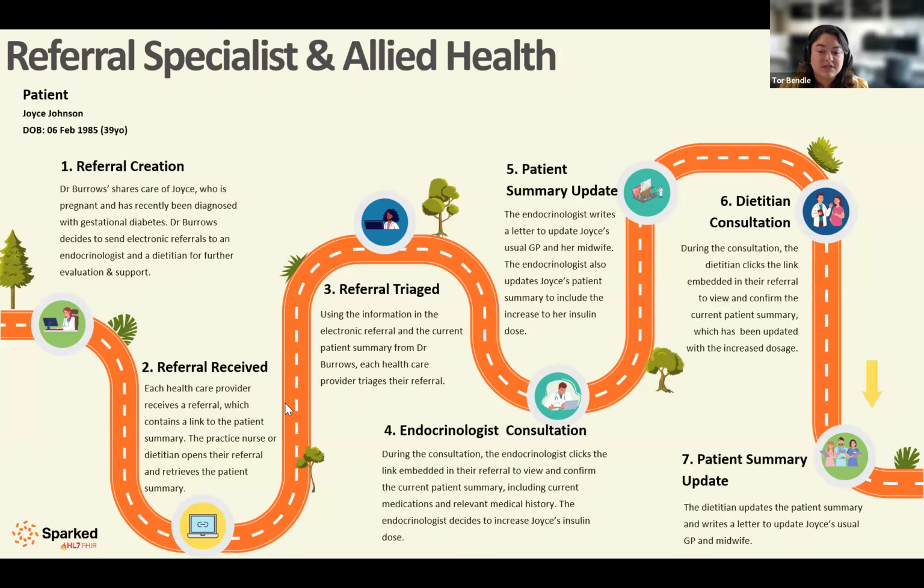The patient, Joyce, goes to see the endocrinologist first. During the consultation, the endocrinologist clicks the link embedded in their referral to view the current patient summary, including current medications, relevant medical history, etc. And then the endocrinologist decides to increase Joyce's insulin dose. The endocrinologist then writes a letter to update Joyce's usual GP and her midwife, as well as updating the patient summary to include the increase to her insulin dose.